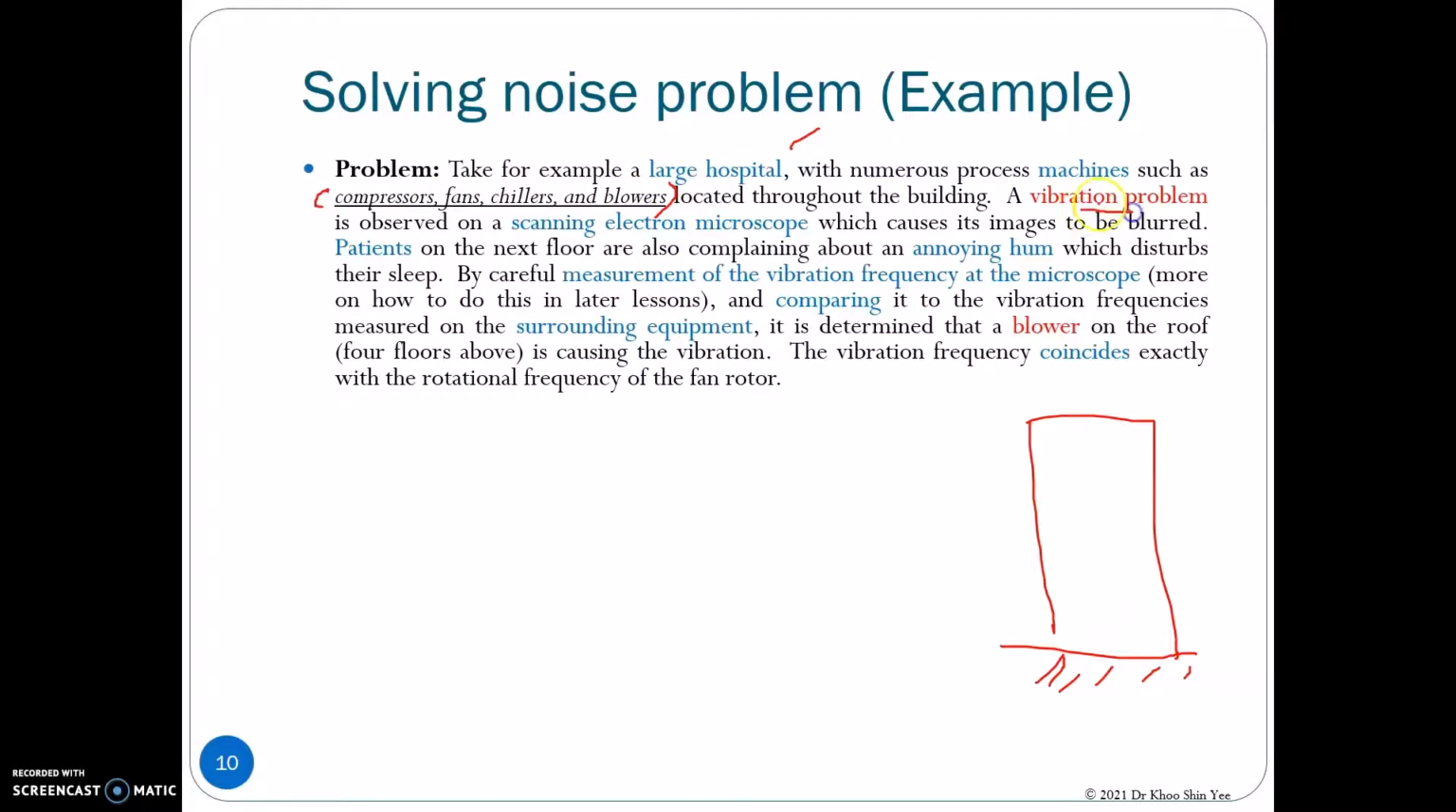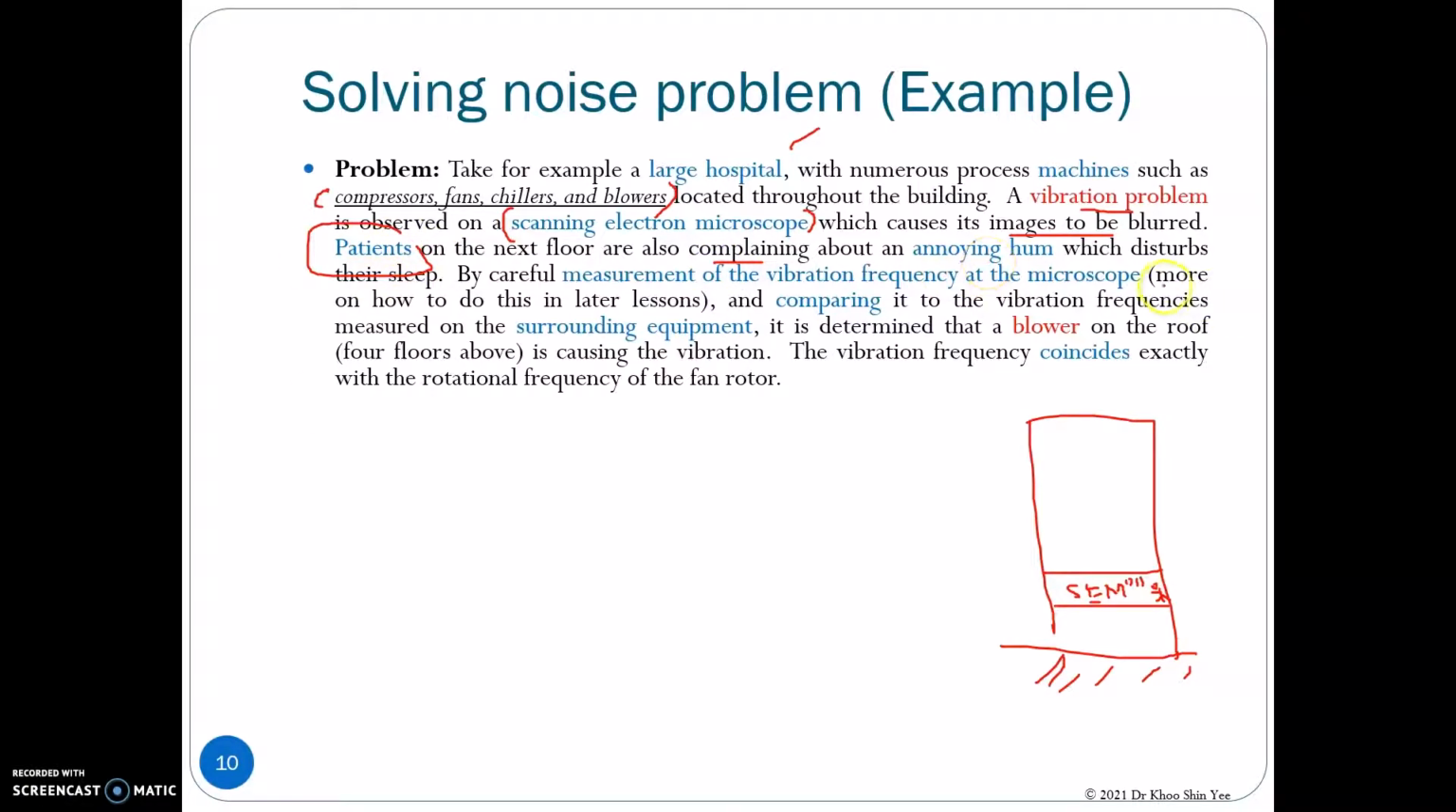First of all, you observe a vibration problem on a scanning electron microscope. Let's say at this floor, the scanning electron microscope is located here, and the vibration causes the image of this SEM to be blurred. Not only that, the SEM produces some annoying humming sound that is affecting the patients sleeping. Therefore, the hospital management keeps on receiving complaints from the patients.